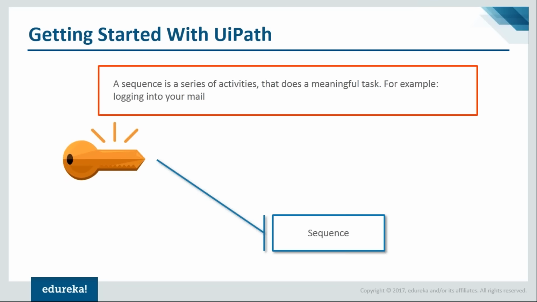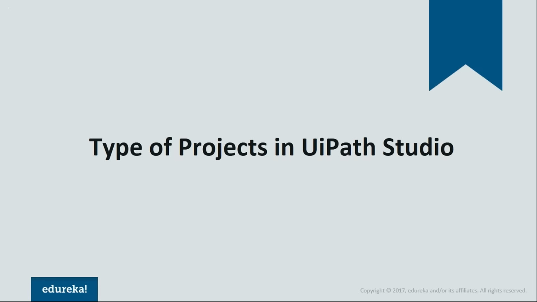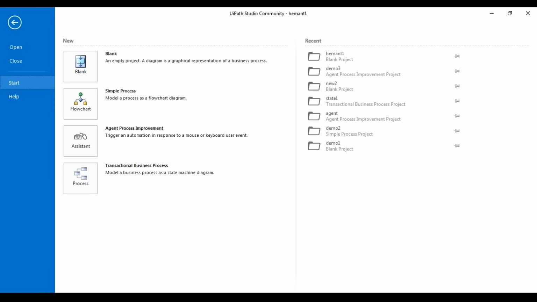All right. So we are clear with what are activities. We are clear with what is a sequence. Now let's go ahead and discuss the types of projects that you have in UiPath Studio. So like I said, guys, these are the four types of projects which are available to you. You have a blank project, you have the simple process, then you have agent process improvement, and then you have transactional business process. So let's discuss each one of these.